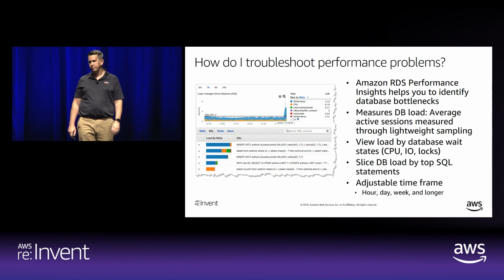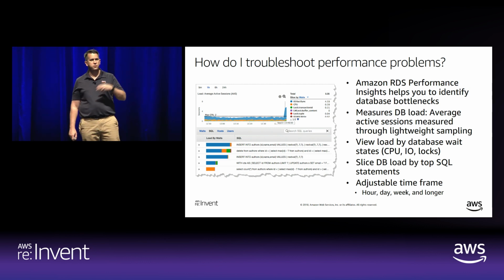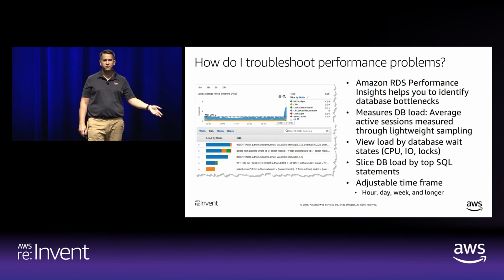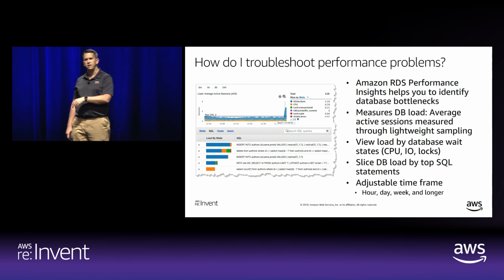So let's say you put out a new version of your application, and it used to be hitting an index with a certain query. It's not hitting that index anymore. You would see in Performance Insights the computation time go up for that particular query, and you could go in and maybe add an index or tune it in some other way.